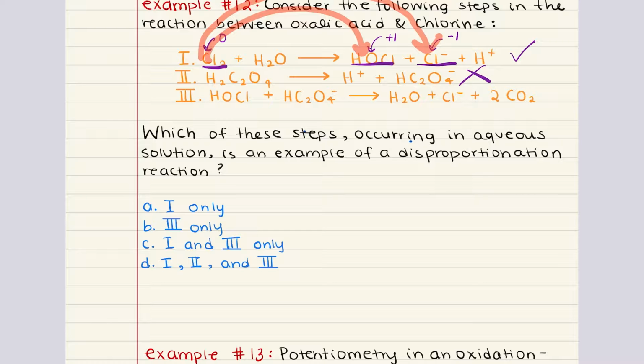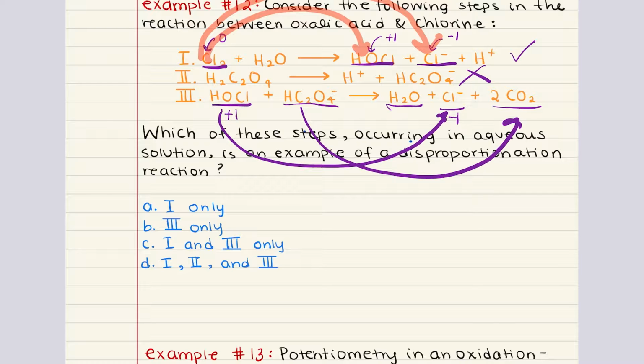What about step 3? In this reaction, we have hypochlorous acid and hydrogen oxalate ions reacting together. They give us water, chloride ions, and carbon dioxide. Now, this reaction is going to involve the reduction of hypochlorous acid to chloride, because here we're going from +1 to -1, so it is reduced. And then we see the oxidation of oxalate ions to carbon dioxide. So since the same species is not both oxidized and reduced, this is not a disproportionation reaction.